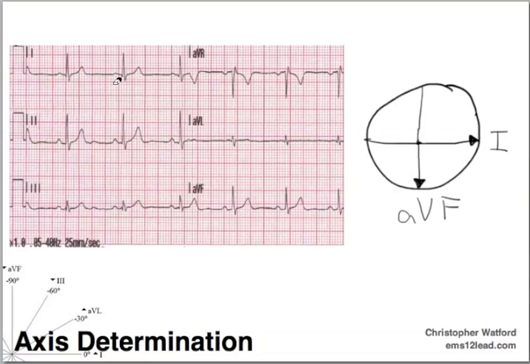So if it's up in 1 and up in AVF, it's localized to here, a normal axis. Let's take a look at another EKG.